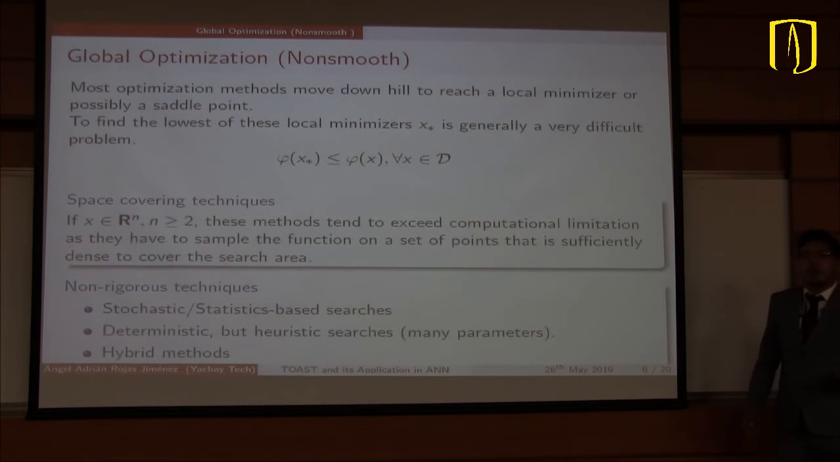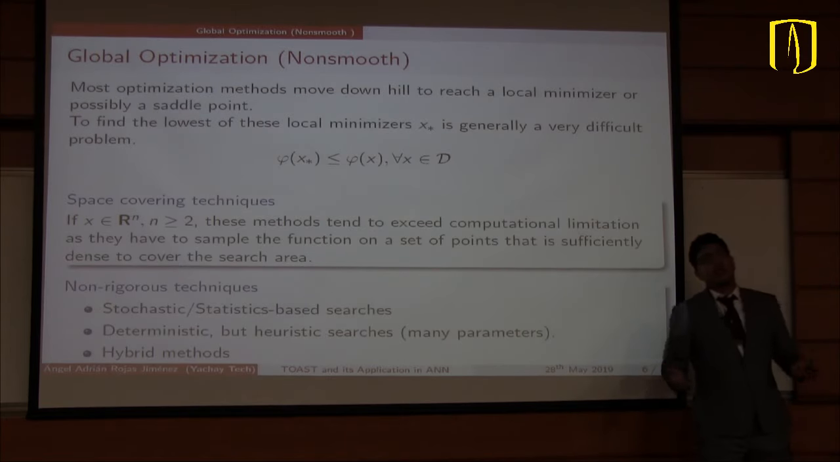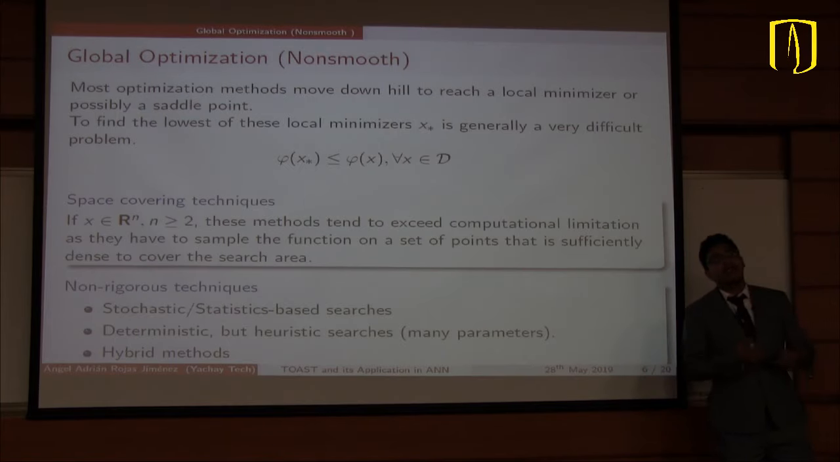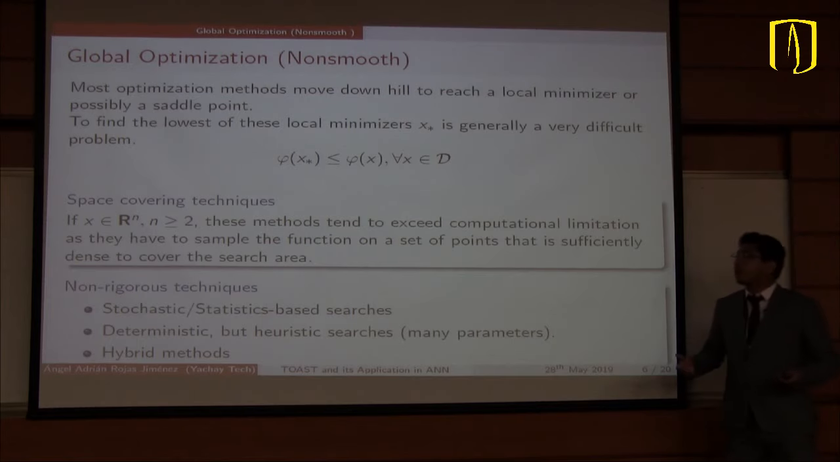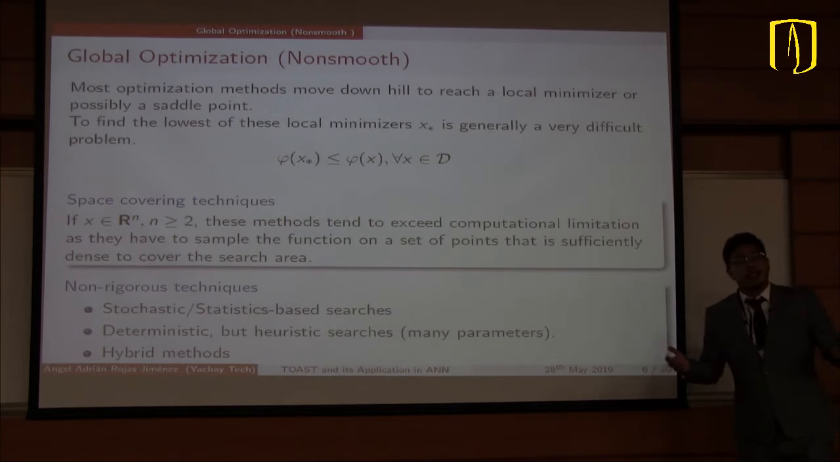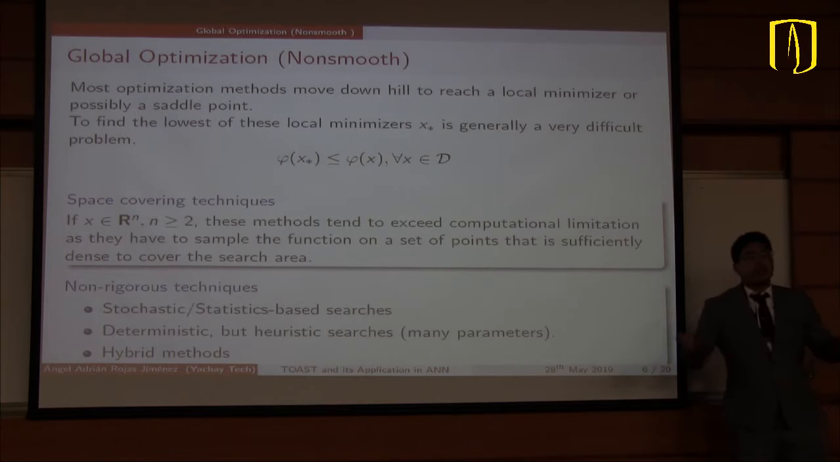So what is a global optimization problem? In this case, it's usually non-smooth because all machine learning models are non-smooth. So most of the optimization methods go downhill, but they don't have the capacity to go uphill since it gets stuck in the local minimum. And so it possibly gets stuck also in saddle points because the gradient turns equal to 0.